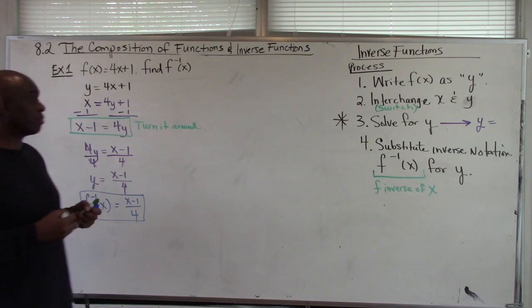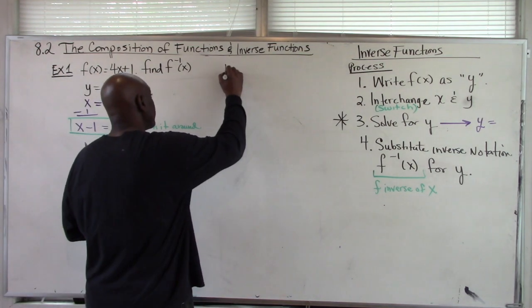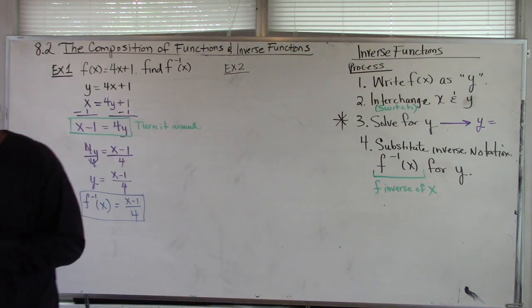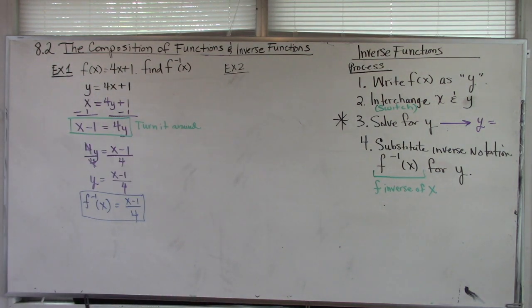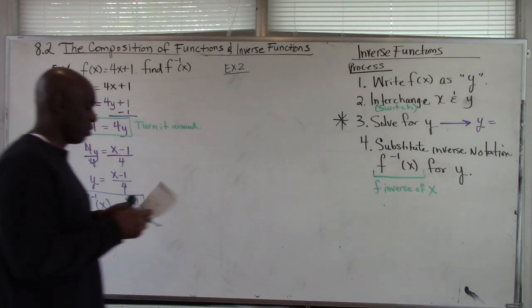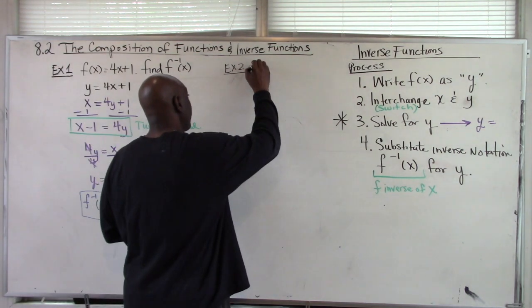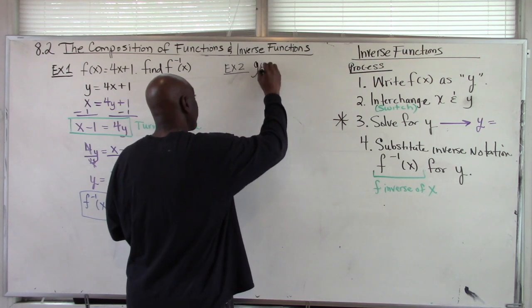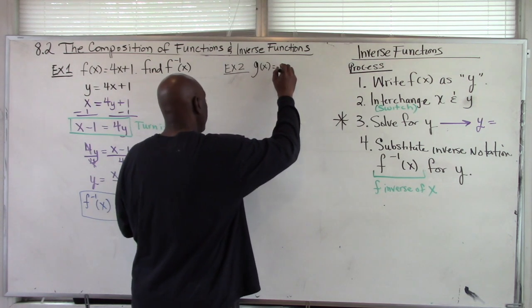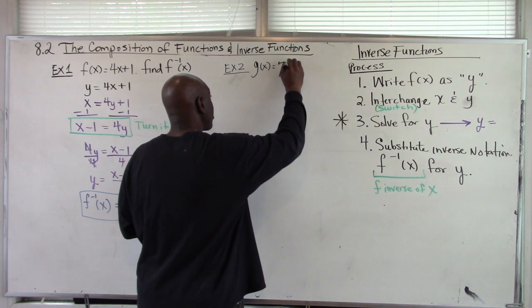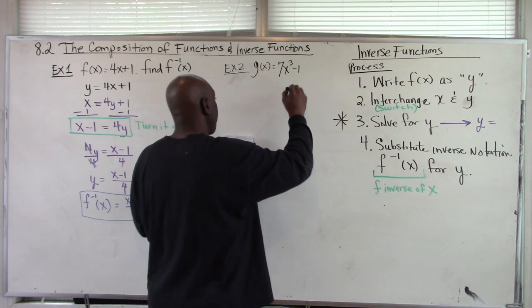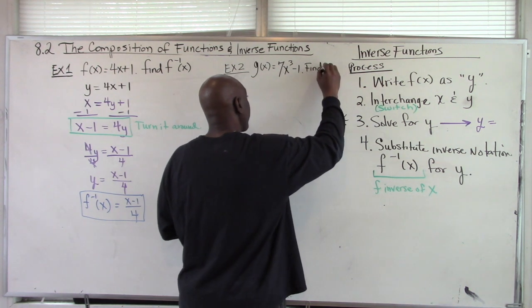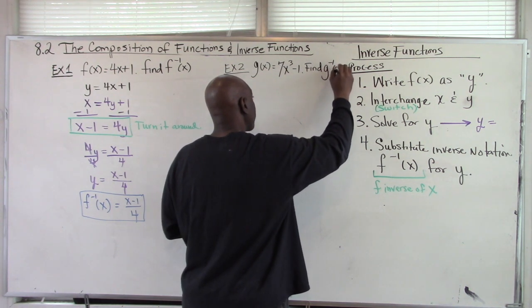Let's do another example. Example 2. What if we have g of x equals 7x cubed minus 1. Find g inverse of x.